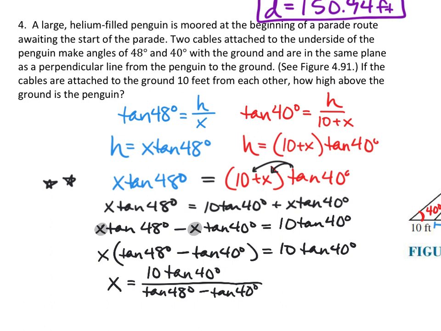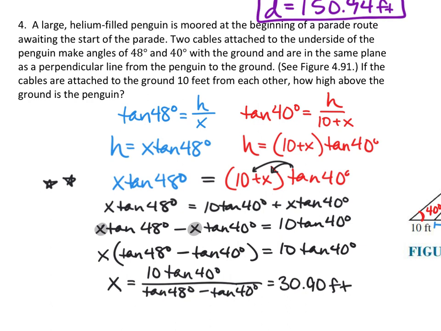There are now only numbers in my equation, which means we can type that in the calculator. 30.9, and we're going to leave two decimals even if it's zero, so 30.90. What are we measuring in? Feet. Okay, that's x. That doesn't actually answer the question though, because remember, the question was, how high above the ground is the penguin?